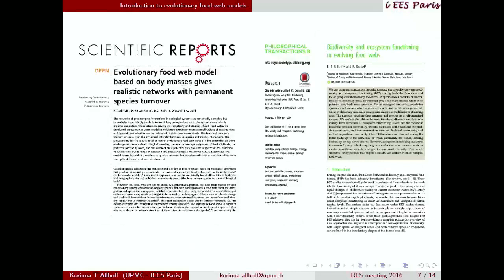The first one is the one where I introduced the model, and the second one is a paper where I used this model to study biodiversity ecosystem functioning relations. But actually, I didn't want to go too much into that direction because I want to talk about invasive species.